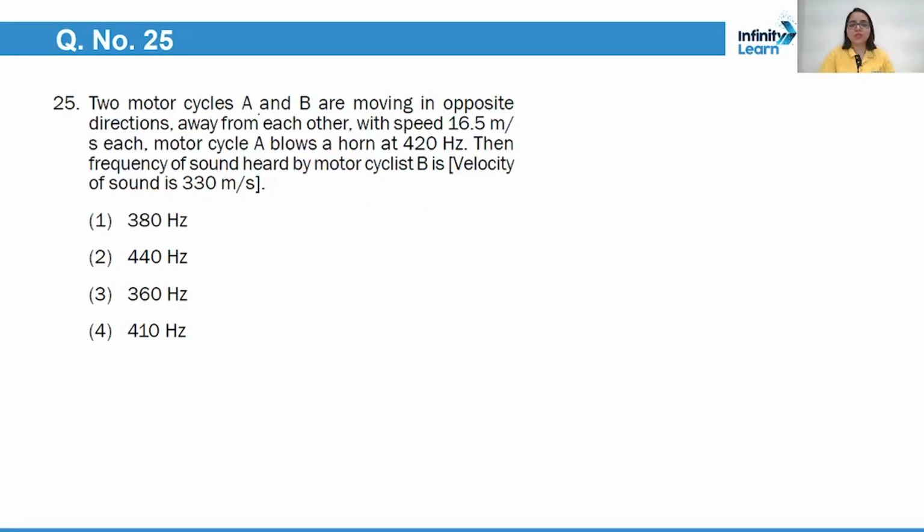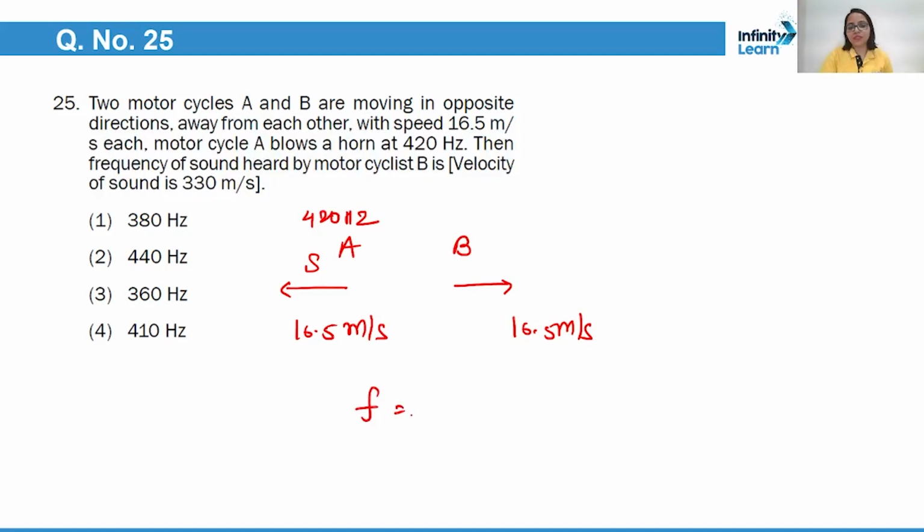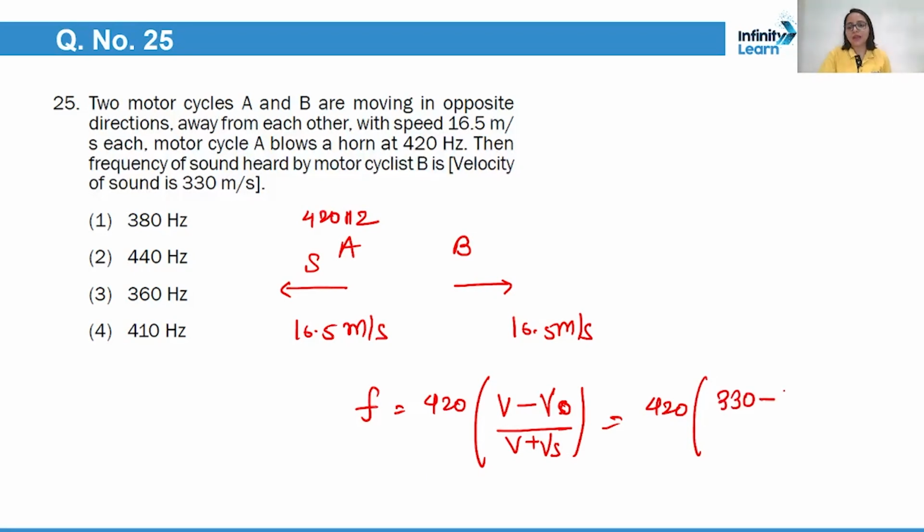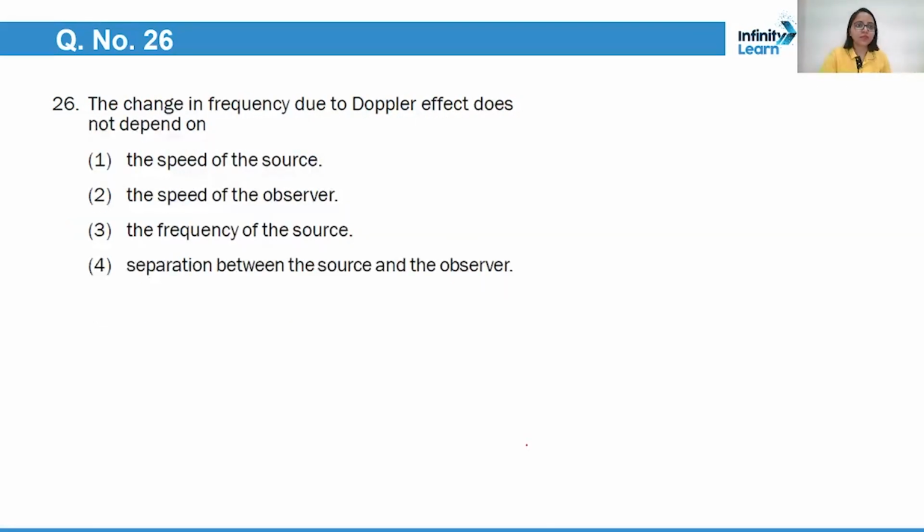Question number 25. Two motorcycles A and B are moving in opposite directions away from each other with speeds 16.5 meter per second and 16.5 meter per second each. Motorcycle A, so it is the source, blows a horn of 420 Hertz. Then the frequency of sound heard by the motorcyclist B is. So in this case, apparent frequency is actual frequency into V minus VO divided by V plus VS, right? So it is 420 into 330 minus 16.5 divided by 330 plus 16.5, and the correct answer will be 380 Hertz, which is option 1.